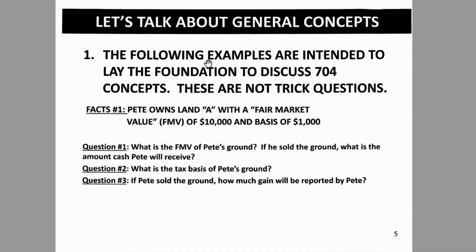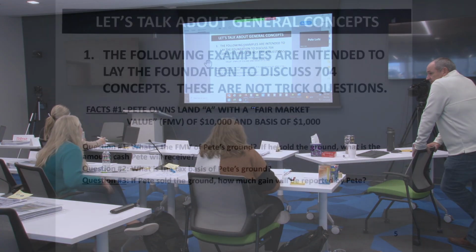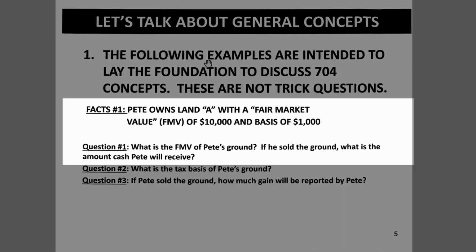Okay, the following examples are intended to lay the foundation to discuss 704C concepts. Fact 1. Pete owns land A with a fair market value of 10,000 and a basis of 1,000. So what is the fair market value of Pete's ground? And if he sold the ground, what is the amount of cash Pete will receive? Fair market value is 10,000. He'd get 10 grand of cash, wouldn't he?